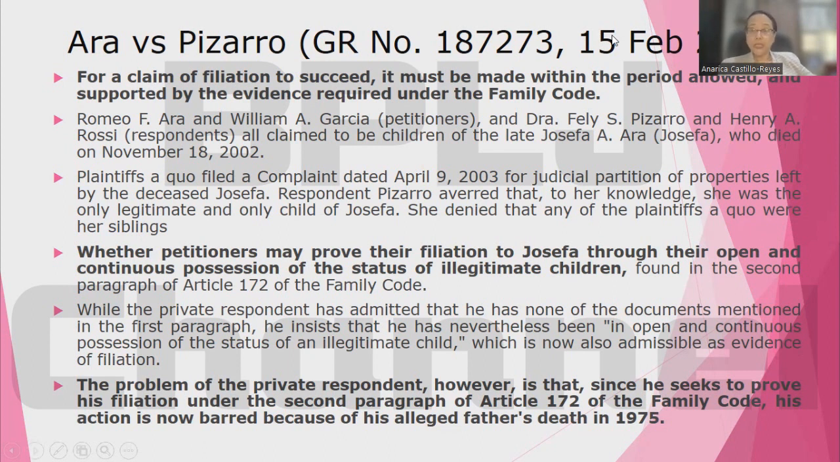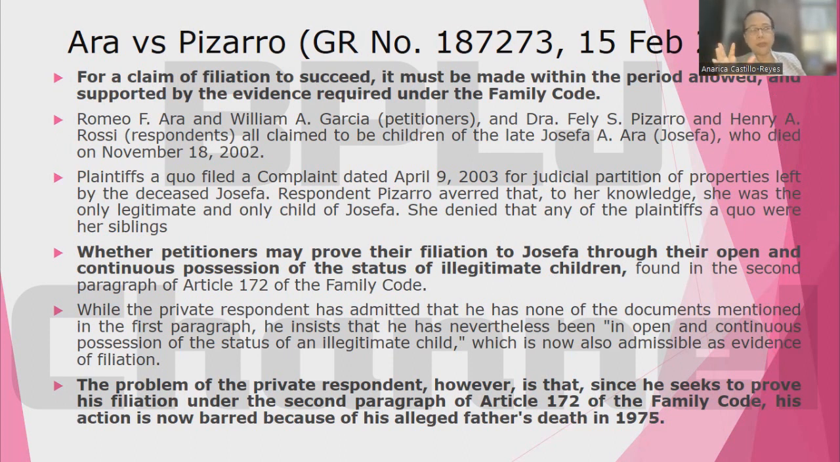For a claim of filiation to succeed, it must be made within the period supported by the evidence required under the Family Code. So in this case, Romeo and William and Dr. Peli and Henry all claim to be the children of Josefa. Now, the plaintiffs filed a complaint for judicial partition of properties left by Josefa. Pizarro averred that she was the only legitimate and only child of Josefa.